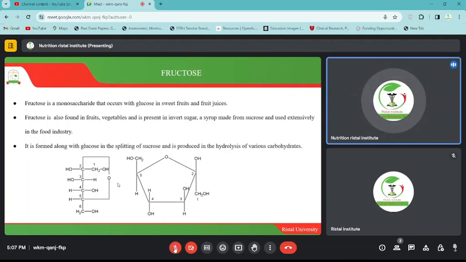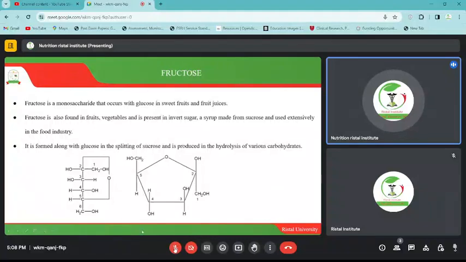And it is formed along with glucose in the splitting of sucrose. Sucrose is the normal table sugar we have. That is what you call sucrose, formed from fructose reacting with glucose. So once hydrolyzed, it gives you back the fructose and glucose. So fructose is formed along with glucose in the splitting of sucrose and is produced in the hydrolysis of various carbohydrates.